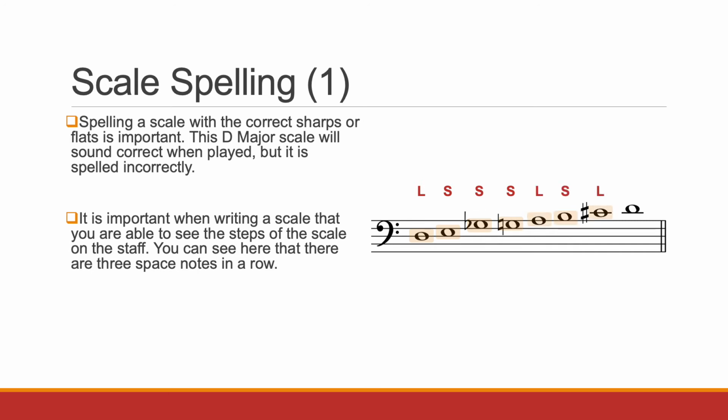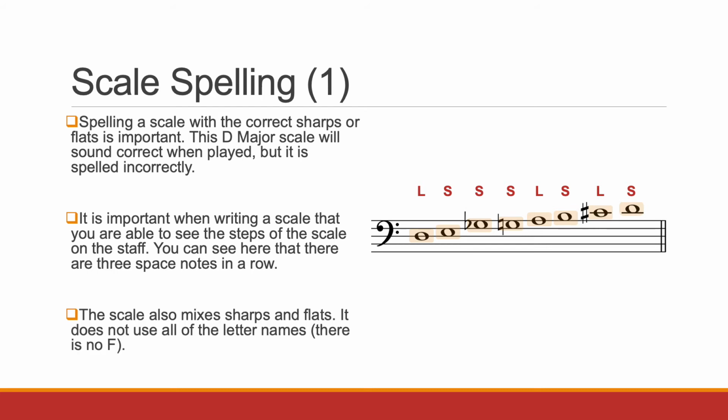Line, space, line, space. This scale also mixes sharps and flats. It does not use all of the letter names. There is no F, so we go D, E, G flat, G. So we're missing the F there.